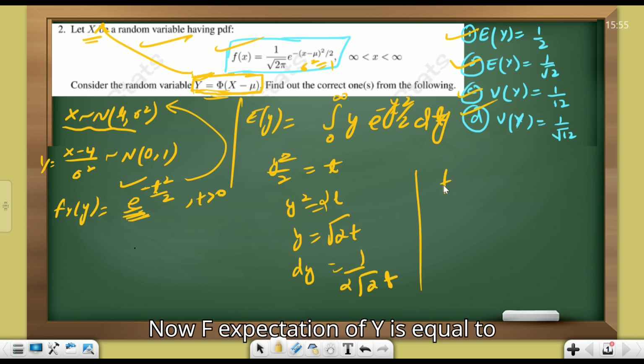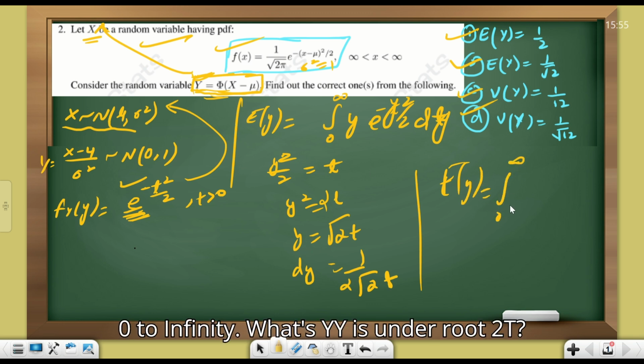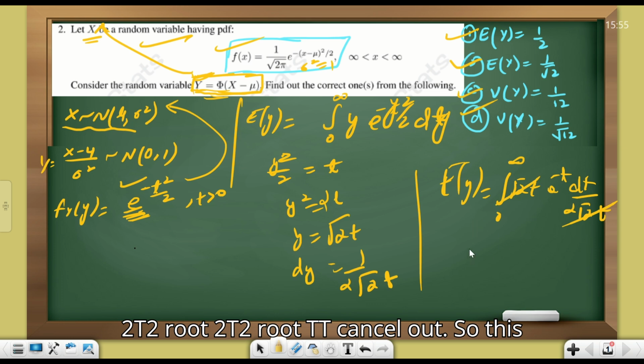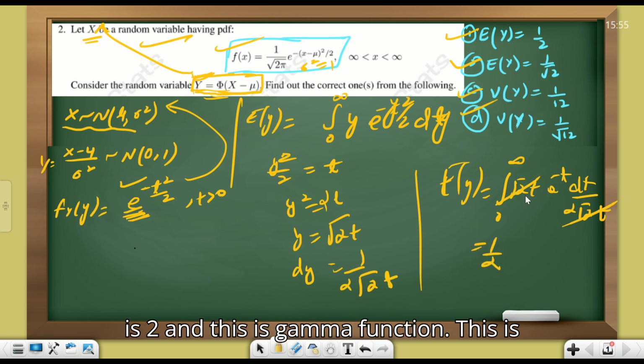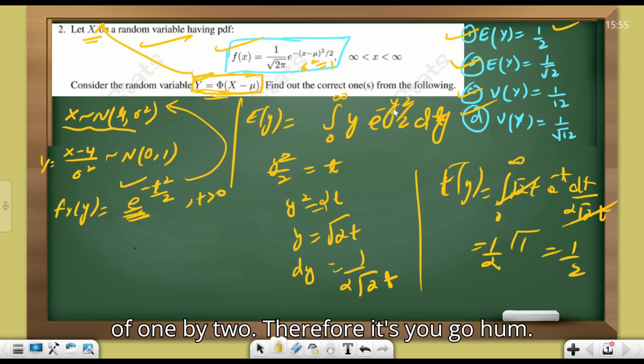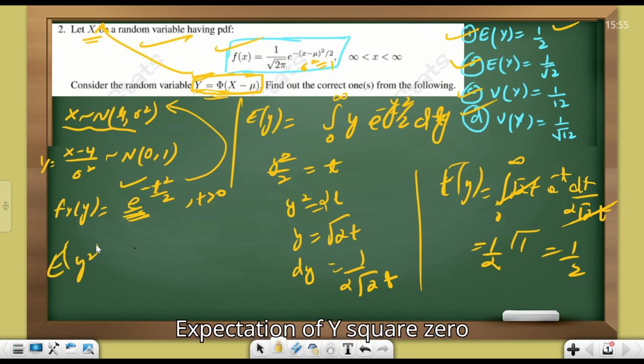ये हुआ ना. Now expectation of y is equal to 0 to infinity. What's y? y is under root 2t, e to the power minus t dt upon 2 root 2t. 2 root 2t, 2 root t cancel out. So this is 2 and this is gamma function, this is gamma 1. So 1 by 2. So expectation of क्या आया, 1 by 2. क्लियर है. देखो इसी को हम कैसे करेंगे, इसके बाद ये करना है आपको, expectation of y square निकालना है.